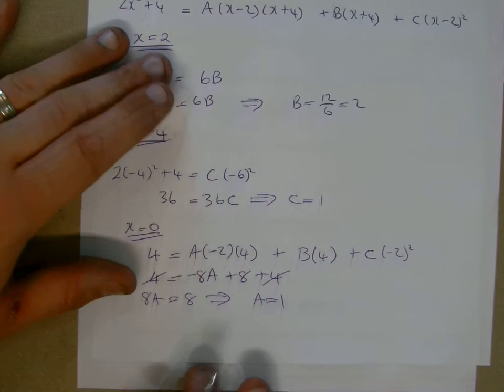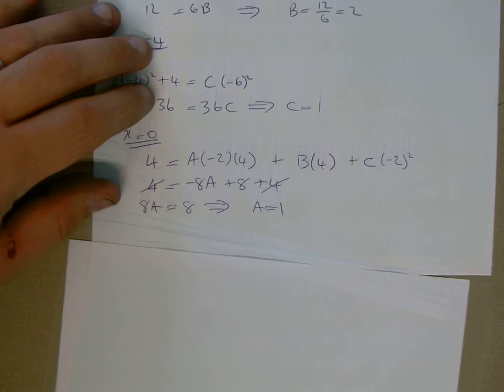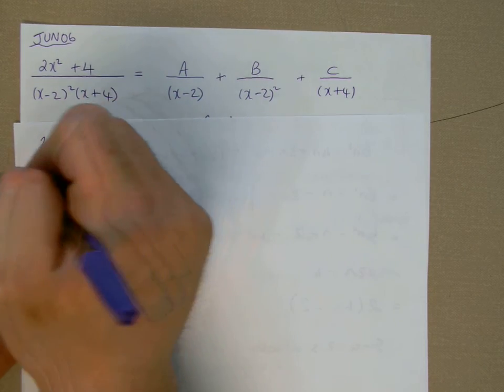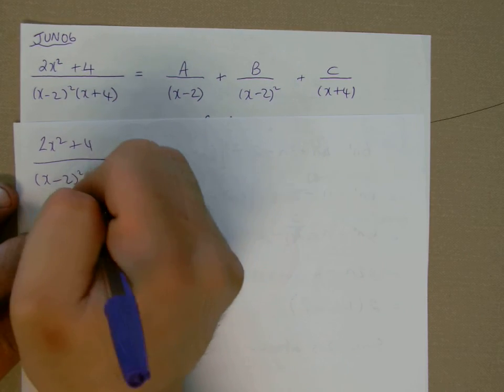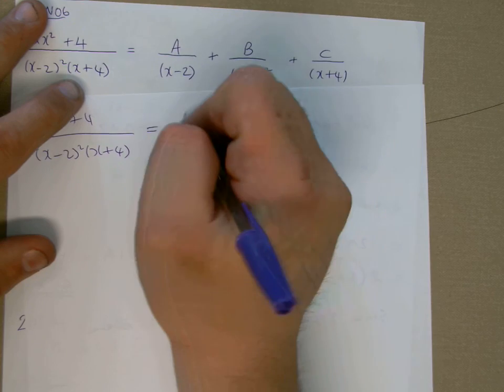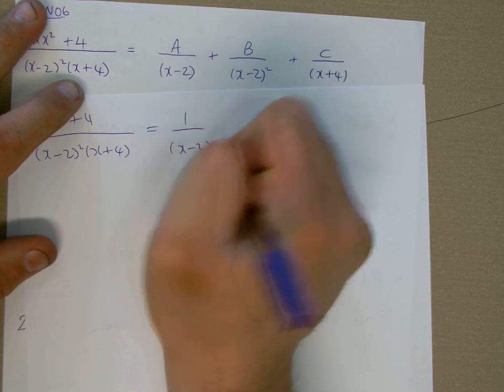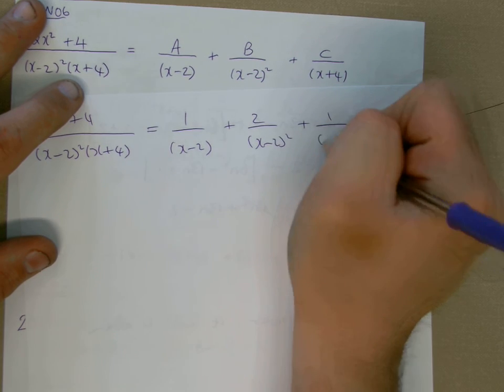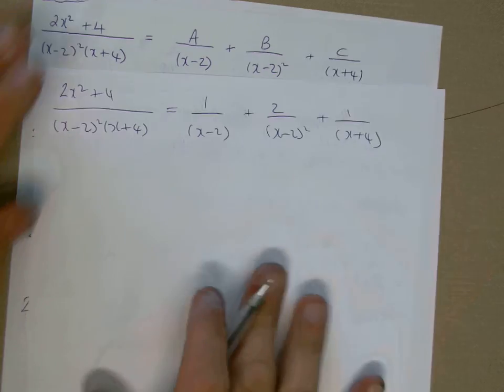Just to finish off the first part of the question to get your 4 marks, you then need to go back to the top line and rewrite this, so that you've got 2x squared plus 4 over (x minus 2) all squared, (x plus 4), and then you put in your values. A is 1, B is 2, and C is 1. And you've done your part A.